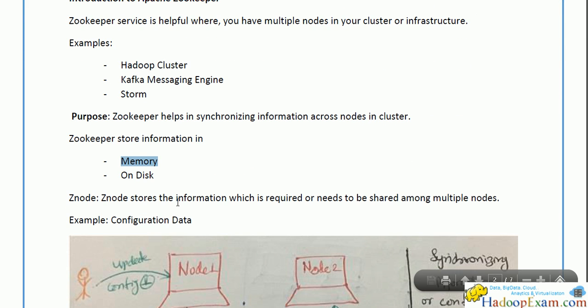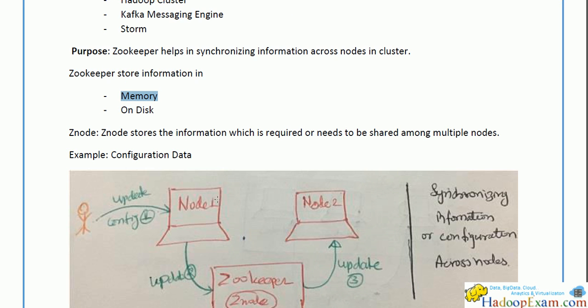The component where this information is stored is known as a Znode. Whatever information you want to share among more than one system needs to be stored in a Znode. A Znode is nothing but a single, very small file which contains this data in memory as well as on disk. Okay, so let me give you an example.